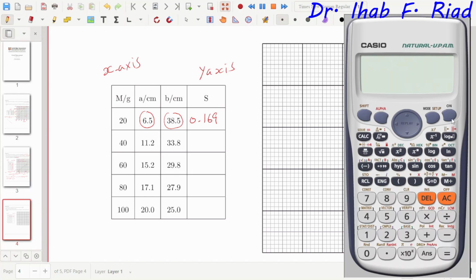What is the next one? 11.2 divide 33.8 is 0.331. That's the next one.